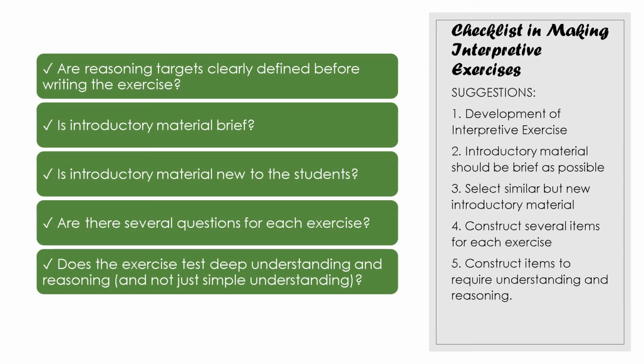Here are the checklists in making interpretive exercises. First, the reasoning targets should be clearly defined and sequencing is really important. The introductory material should be brief. Just enough material is needed. You should select similar but new introductory material. The goal here is to develop examples that are similar to what they studied, but the content somehow is new. Construct several items for each exercise and construct items that require understanding and reasoning.